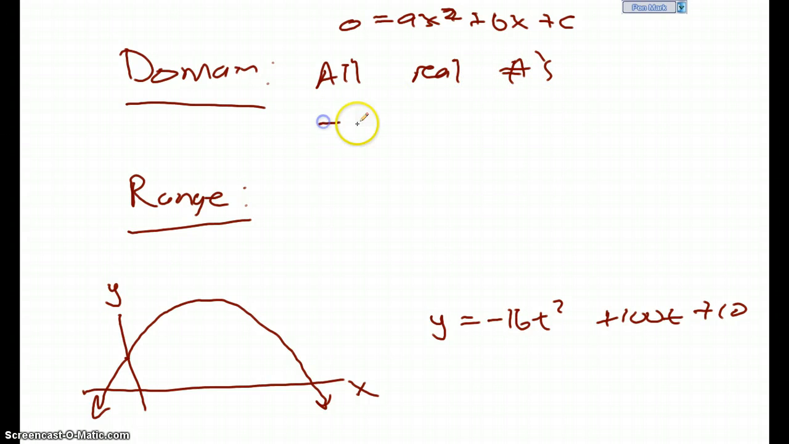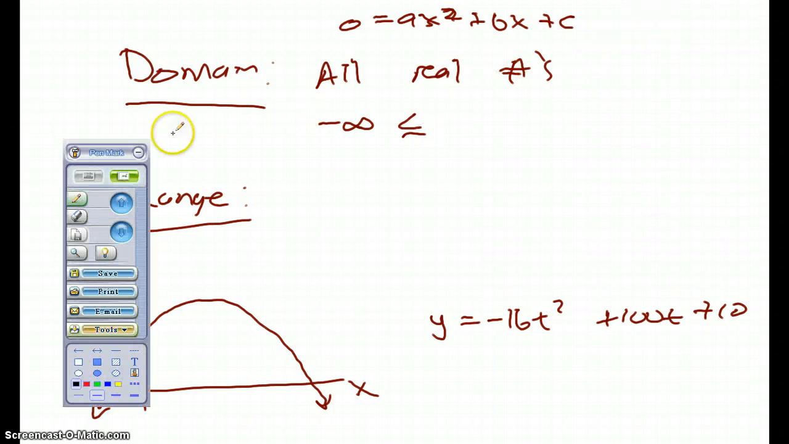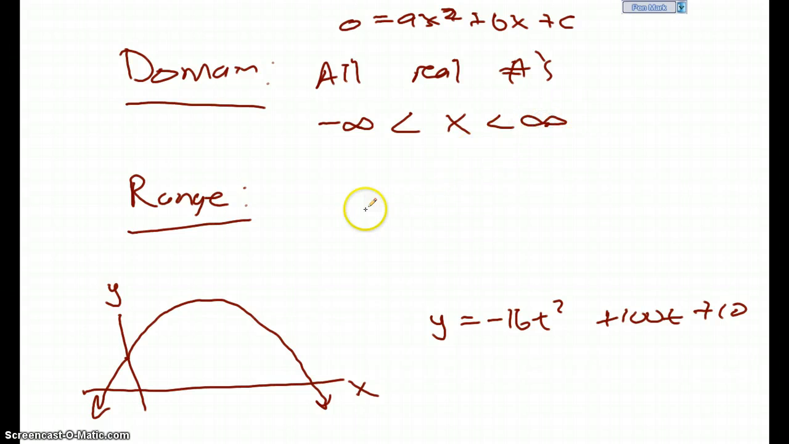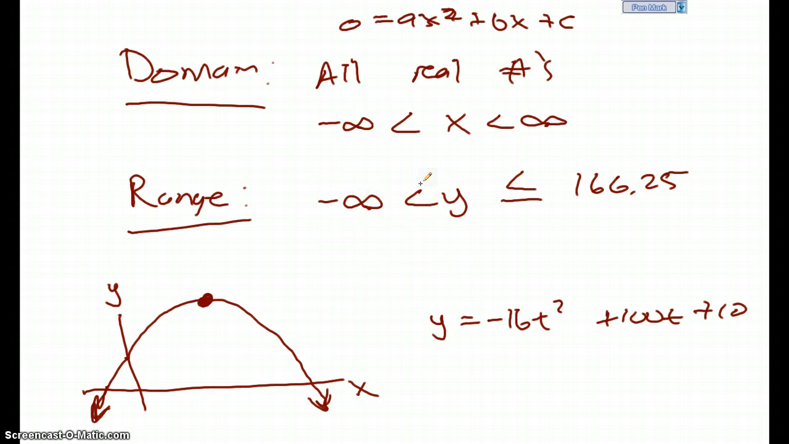In other words, negative infinity is less than x. Remember, we can't ever be equal to infinity, so we always would just say negative infinity less than x less than positive infinity. And then the range, well, we don't have just any y value, we have a maximum. So y has to be less than or equal to our maximum, which in this case was 166.25. And well, it goes down forever. So our minimum value would be negative infinity, is less than y, less than or equal to 166.25.